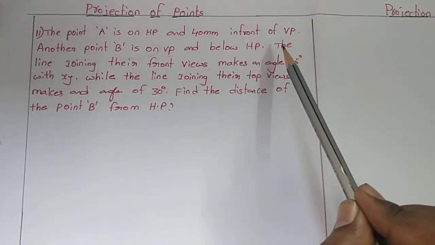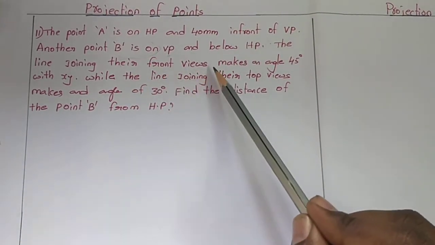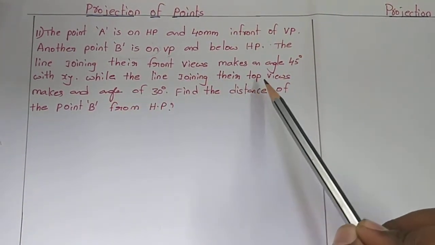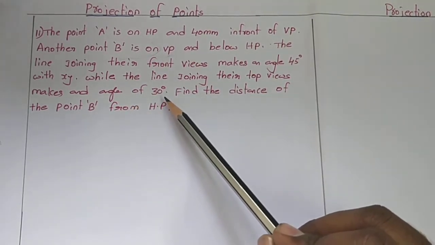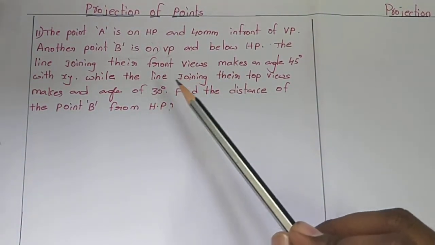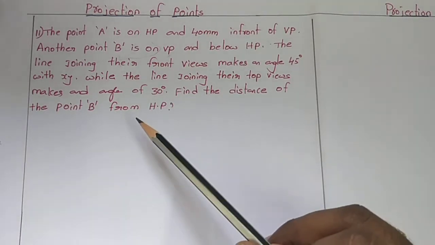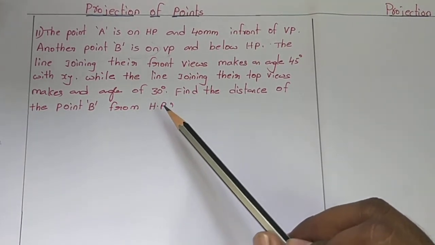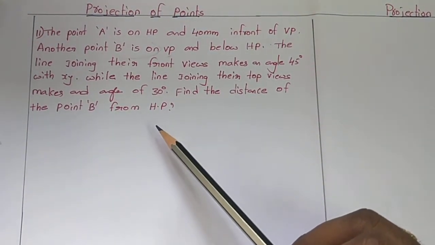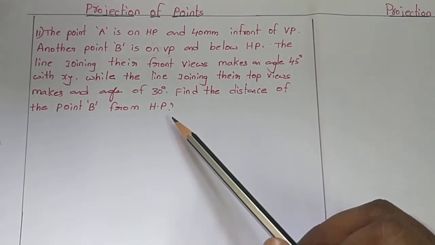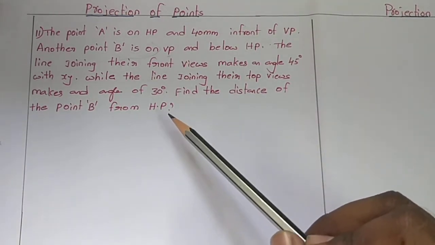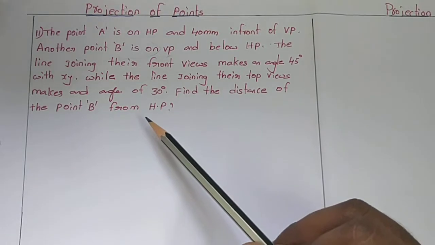The given condition is that the line joining their front views makes an angle of 45 degrees with XY, while the line joining their top views makes an angle of 30 degrees. In the previous case we solved the same problem where the distance between the two projectors was given, and from that we drew the front views and top views. But in this problem, the distance between the projectors is not given; instead, the angles of the joining lines are given. Based on that, we need to find the distance of point B from HP.